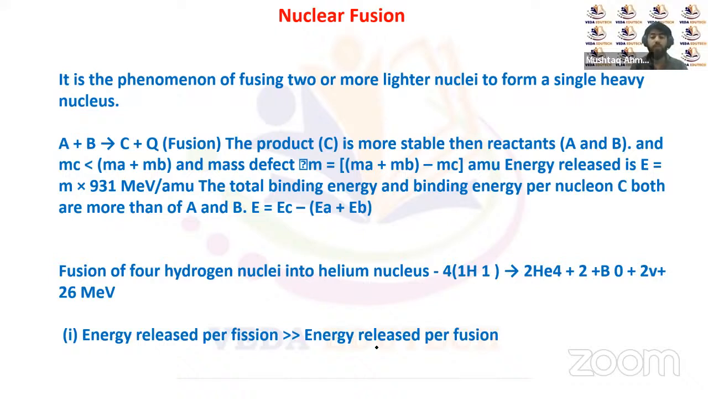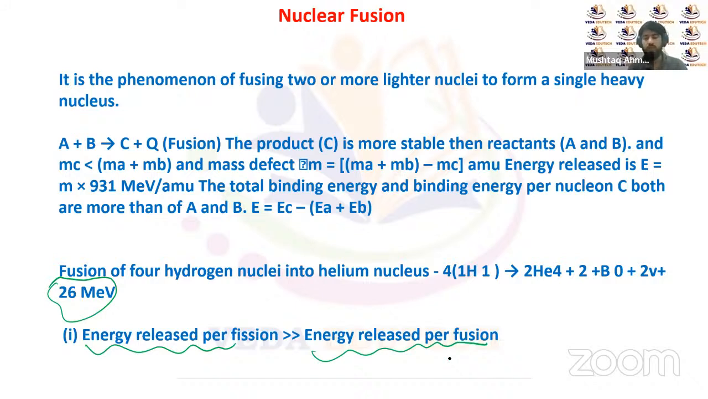And in the case of nuclear fusion, the energy released is less than the energy released in the case of nuclear fission. So you can see here that energy released in nuclear fission is greater than the energy released in nuclear fusion per reaction, right? So it means that nuclear fission is a good source of energy as compared to nuclear fusion.